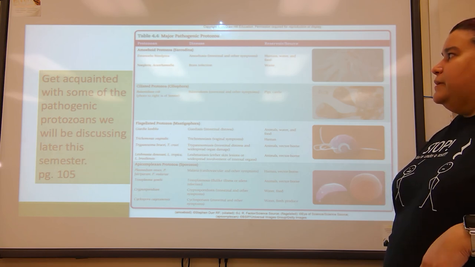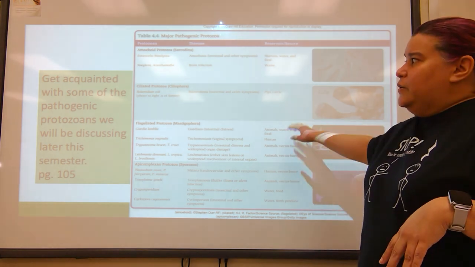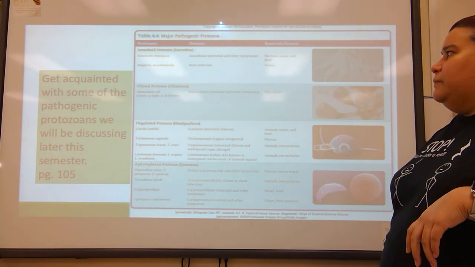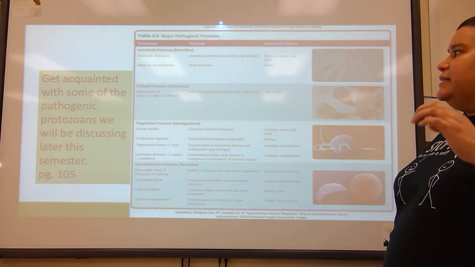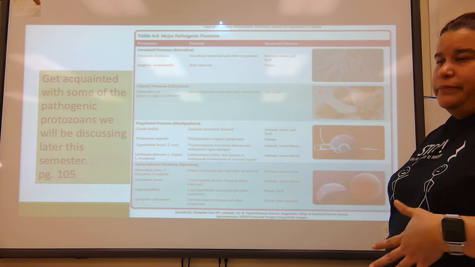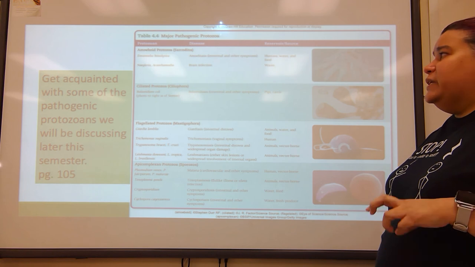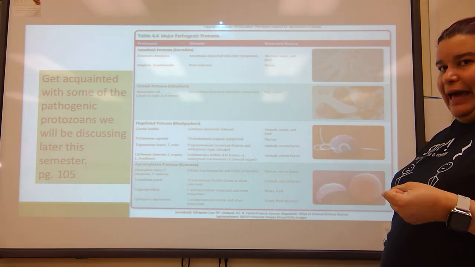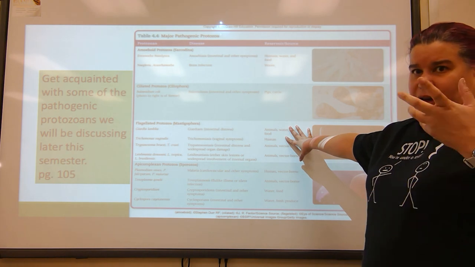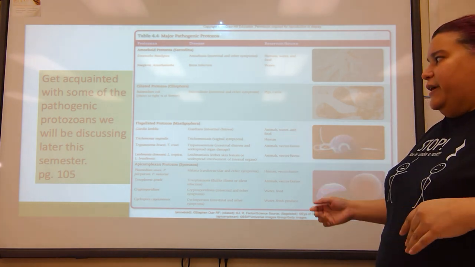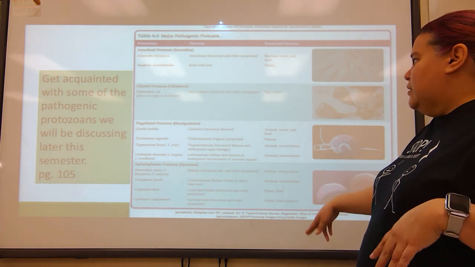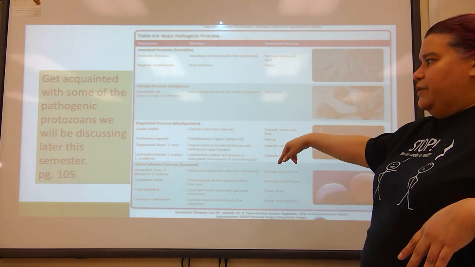A ciliated protozoa would be Balantidium coli. It causes the disease balantidiasis. Again, it's intestinal. Usually you find this in pigs and in cattle. Flagellated protozoa, so they've got flagella. You've got Giardia lamblia, which causes giardiasis. Again, intestinal distress. You find it in animals, in water, in food.